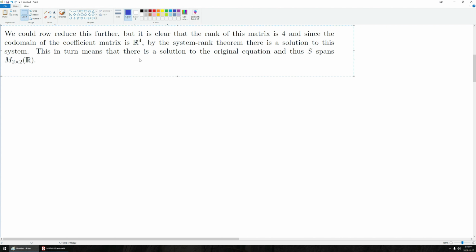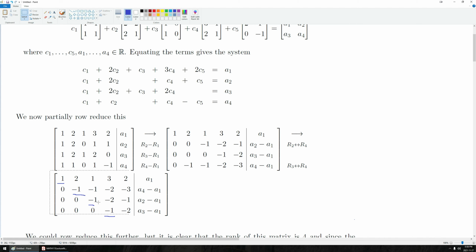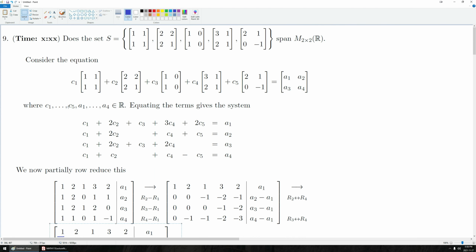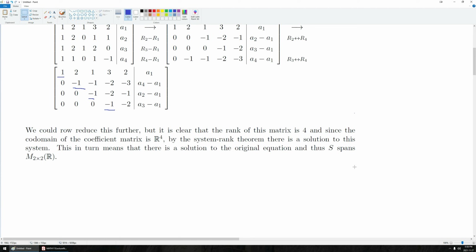So in text, just to show how you could write this up, you could say, hey, we could row reduce this further, but it's clear that the rank of this matrix is 4 at this point. Since the codomain of the coefficient matrix is R4, by the system rank theorem, there is a solution to the system. This in turn means that there is going to be a solution to the original system of equations, right? If I can solve this, that tells me the coefficients C1 through C5 to solve this equation up here. Since there's a solution to the original system, I thus have that S has to span the set of all 2x2 matrices of real numbers.